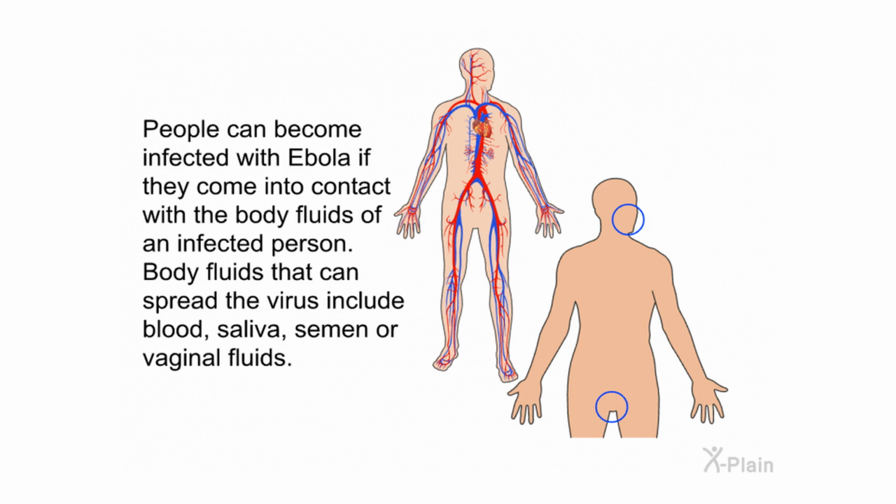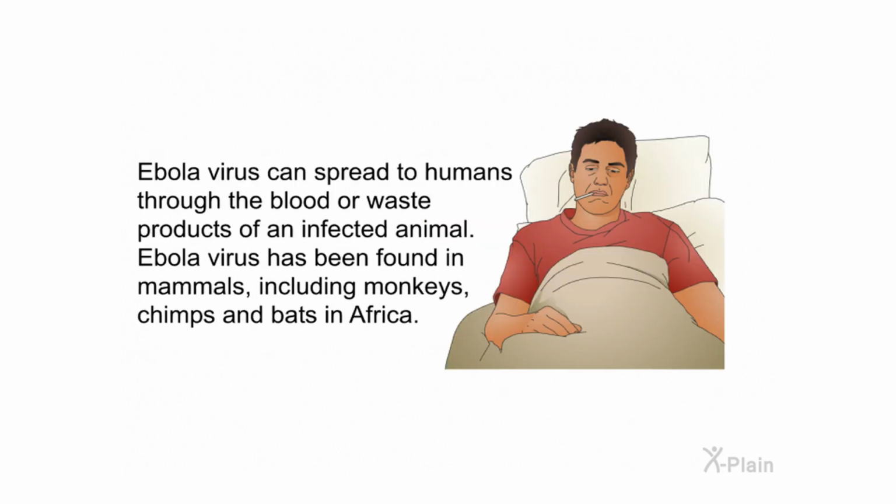People can become infected with Ebola if they come into contact with the body fluids of an infected person. Body fluids that can spread the virus include blood, saliva, semen, or vaginal fluids. Ebola virus can spread to humans through the blood or waste products of an infected animal. Ebola virus has been found in mammals, including monkeys, chimps, and bats in Africa.